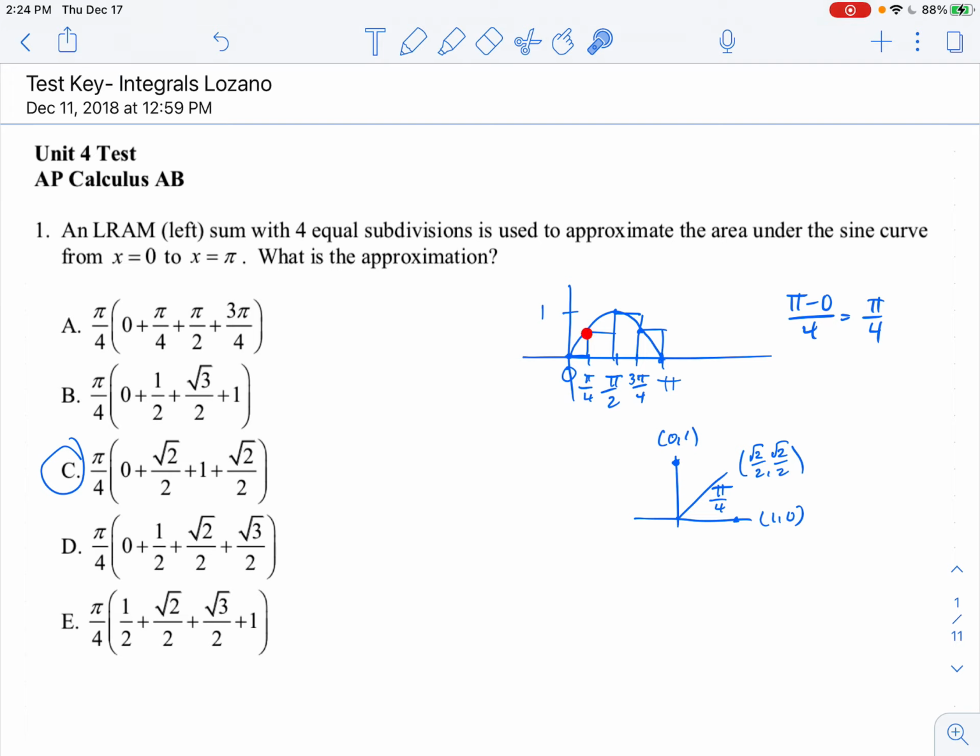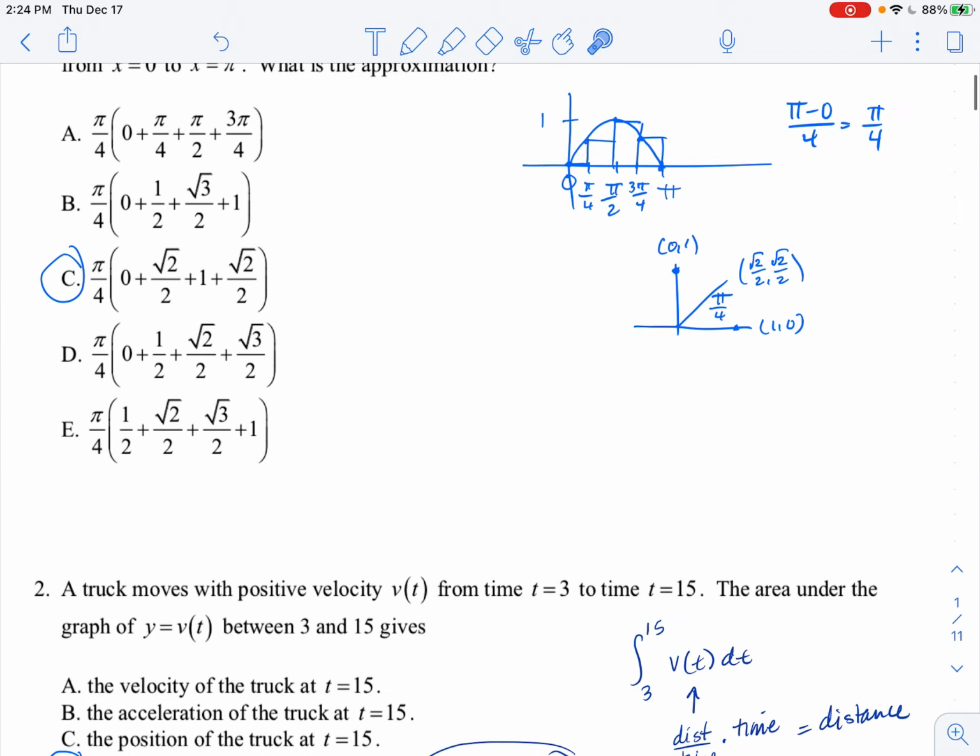Well, the second rectangle will have a height of, if we figure out what the y value is at pi over 4, that's going to be root 2 over 2. And then the y value at pi over 2, if you think about your unit circle, is going to be 1. At 3 pi over 4, remember that's going to be over here, so that's also going to be root 2 over 2. And so the answer is C.